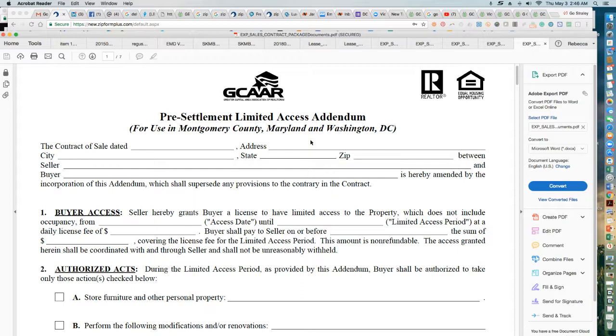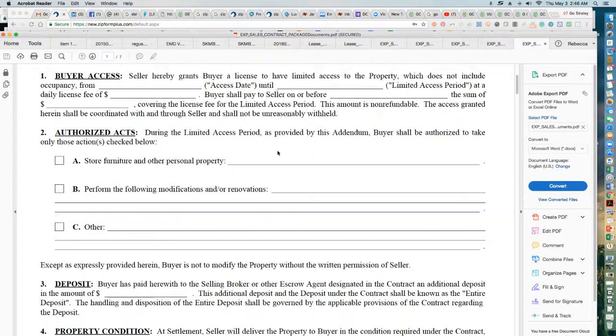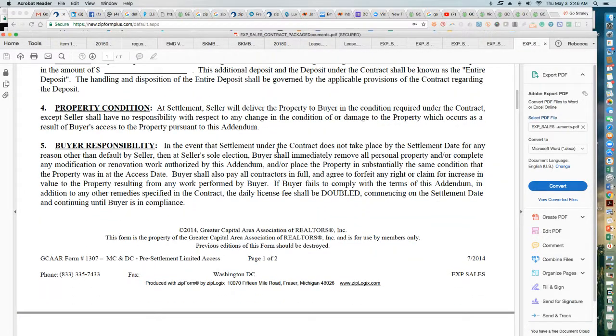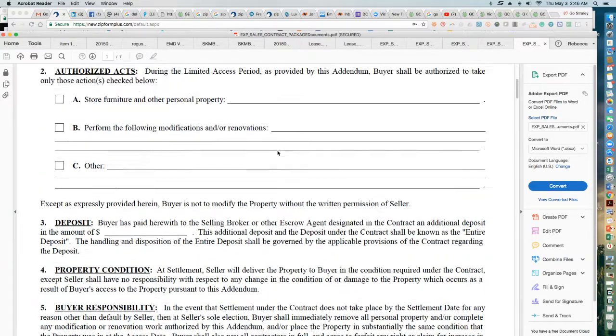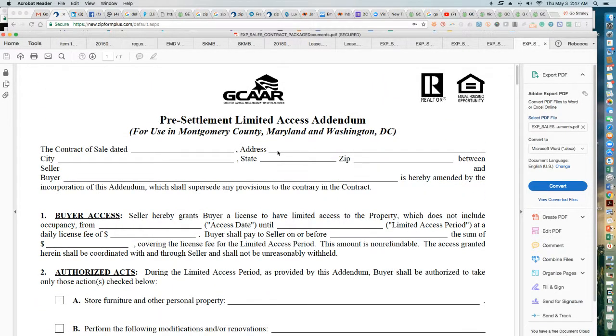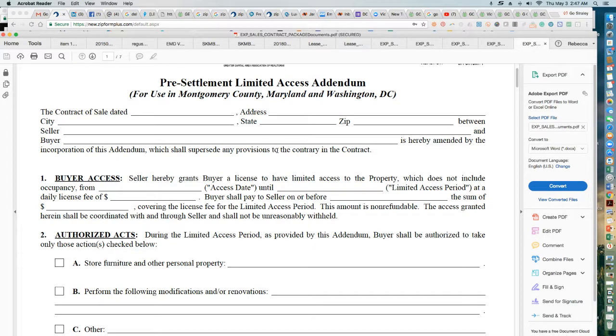So this is Rebecca Straley with Go Straley Group, and I wanted to talk to you about pre-settlement and post-settlement addendums. These are GCAAR addendums, this is GCAAR Form 1307, Pre-Settlement Limited Access, and it will be for the DC marketplace. So pre-settlement limited access means you're not going to live there, but maybe you want to put some stuff there. We're going to take a look at the contract terms here and see how we fill in the blanks.